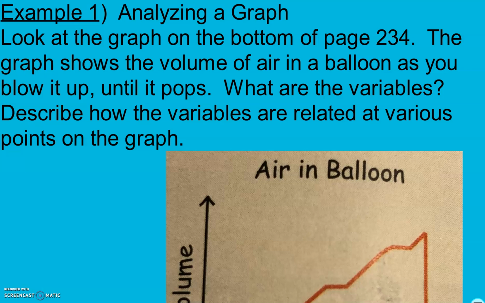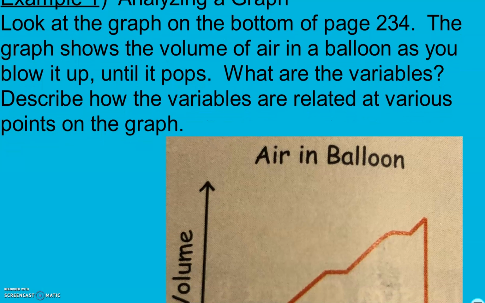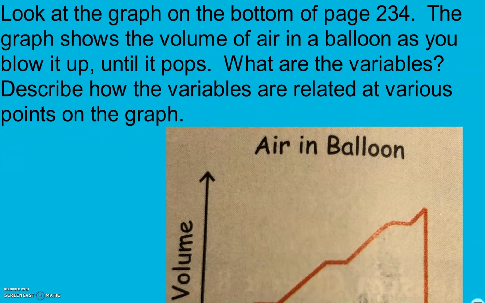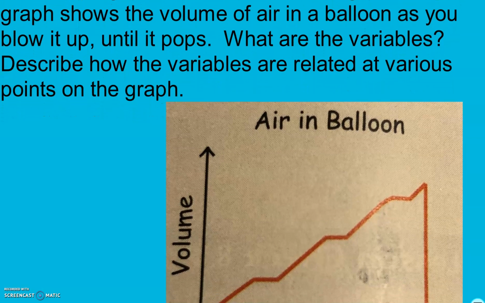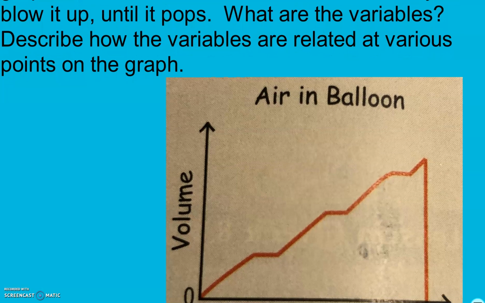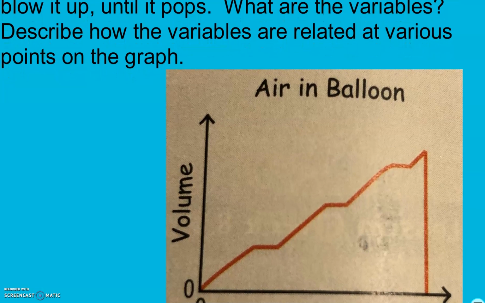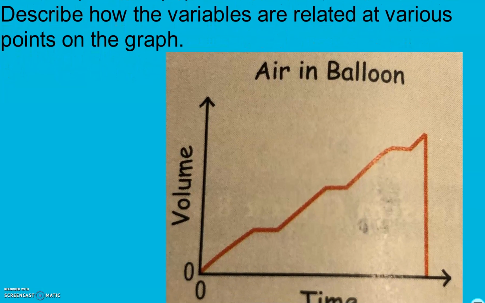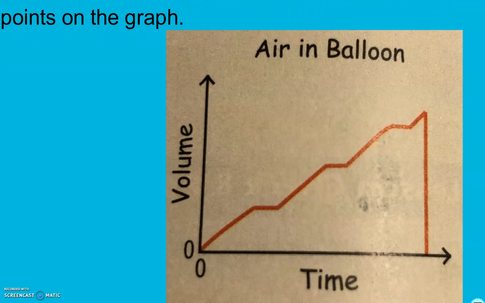In example 1, it wants us to analyze a graph. We're going to look at the graph on the bottom of page 234, which I have here. The graph shows the volume of the air in a balloon as we blow it up until it pops. What are our variables, and describe how the variables are related at various points in the graph. So our variables here are time and volume.